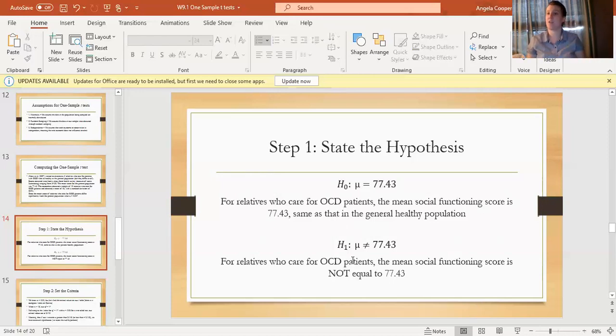So that gives us an alternative hypothesis that the population mean for relatives who care for OCD patients is not the same as the population mean for the general healthy population. I know I say population a lot, I drive myself crazy, but this is step 1. This is what we walk away with. The null hypothesis is that the population mean of the relatives who care for OCD patients is 77.43. And the alternative hypothesis is saying that the population mean for relatives who care for OCD patients is not the same as the general population in regards to the mean social functioning score.